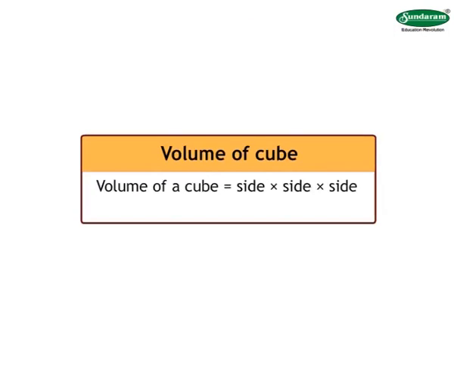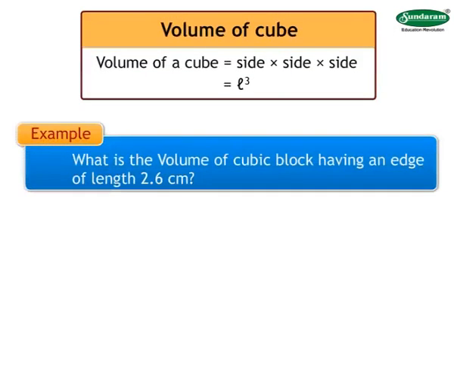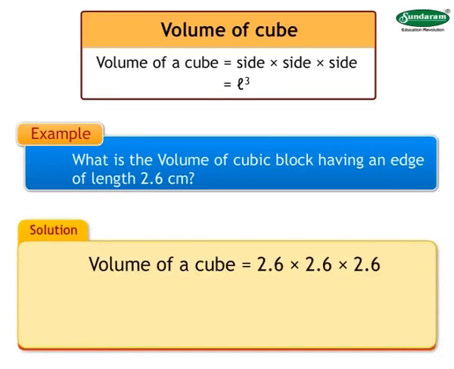Volume of a cube is side into side into side, which is equal to side cube. Example. What is the volume of cubic block having an edge of length 2.6 centimeters? Solution. Volume of a cube is side cube, that is 2.6 into 2.6 into 2.6, which is equal to 17.58 cubic centimeter. Now, let us solve exercise 86.